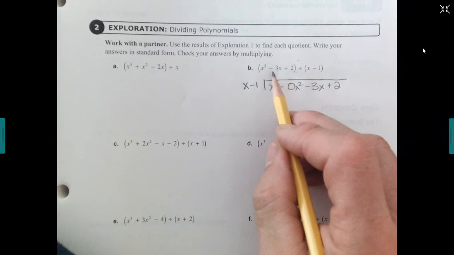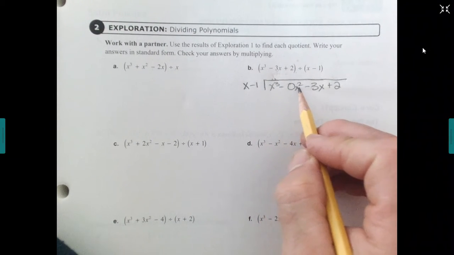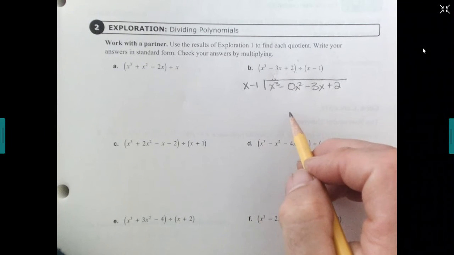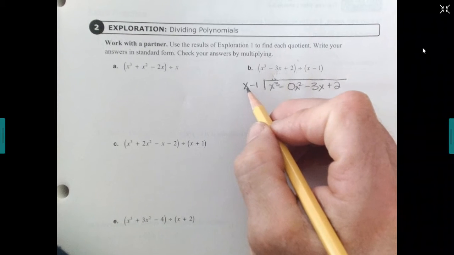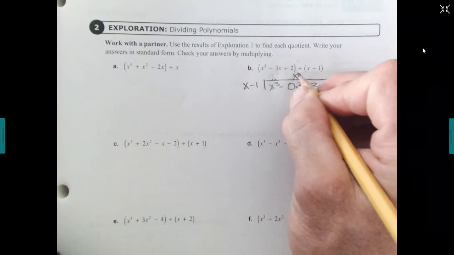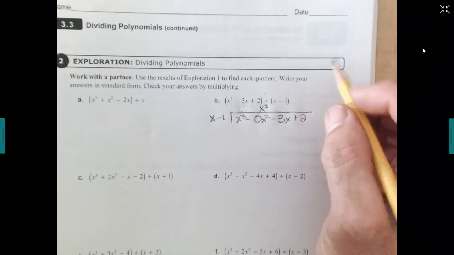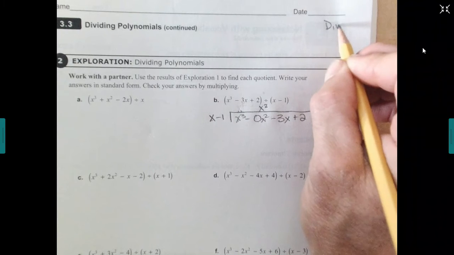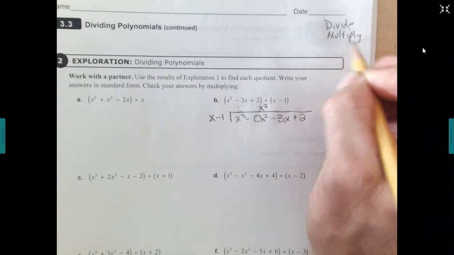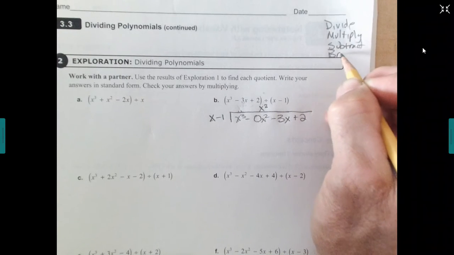If I don't have a number when it's written in standard form, go ahead and put 0, because 0 times anything is 0. It's a placeholder so that I can still do my division. So how many x's go into x cubed? Well, x squared. Now I do my divide, multiply, subtract, bring down.